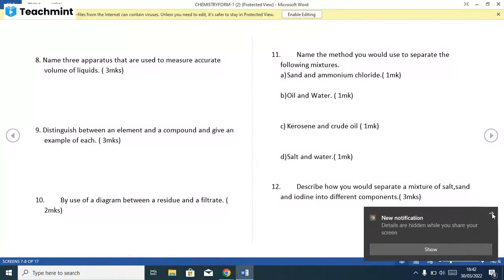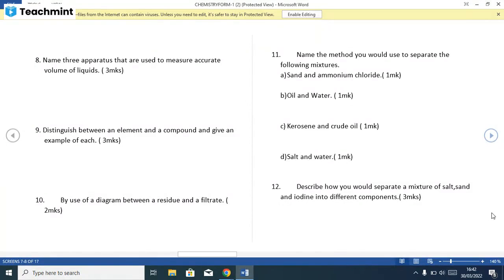Next number. Distinguish between an element and a compound and give an example of each. Very good question. An element... not necessarily definition. You can define, yes, but not necessarily. You distinguish any difference. It is not necessary to define, though you can define if you want.